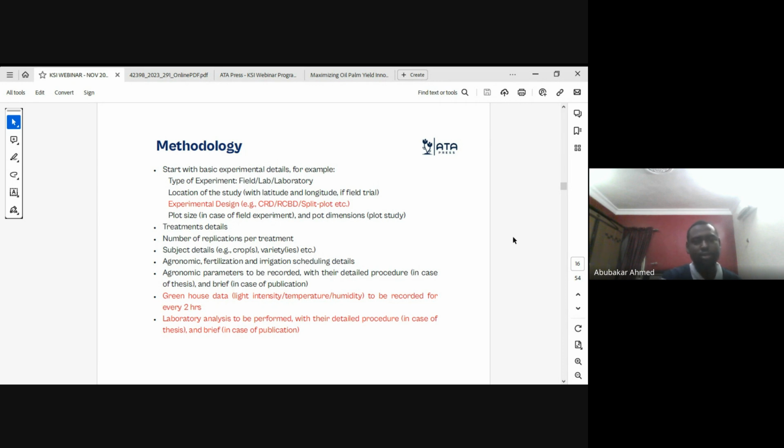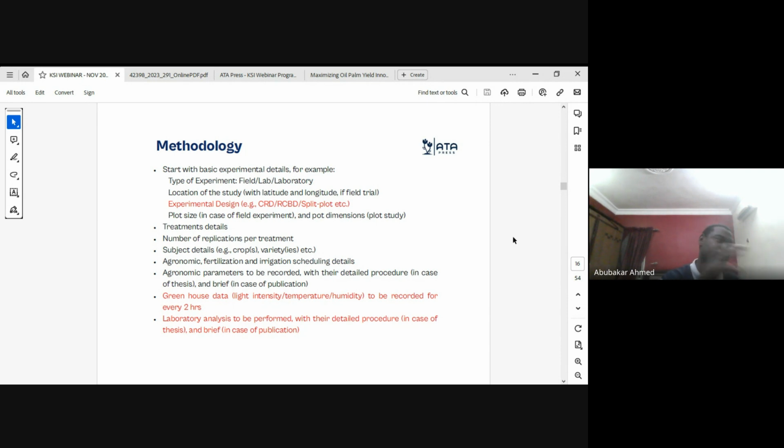But when it comes to publication, a paper is more of a summary form. So you need to provide a summary of what you have done, the summary of the methodology, because usually a paper is more for professionals.